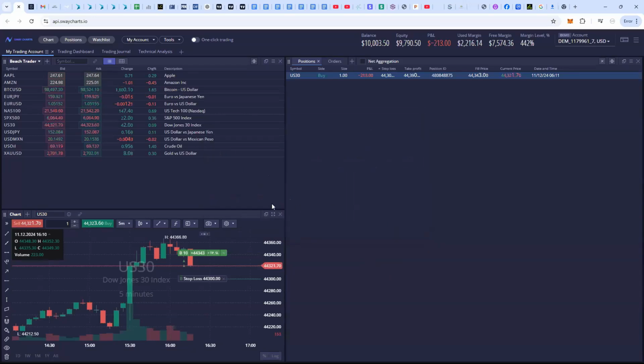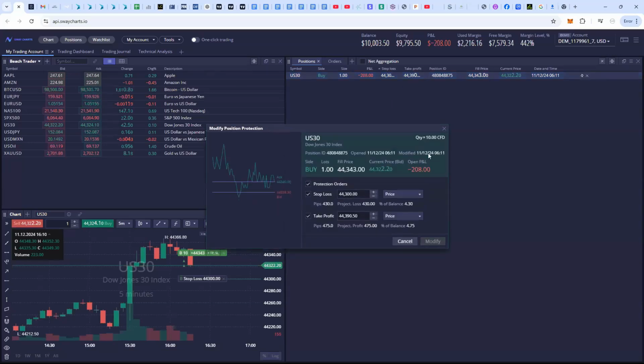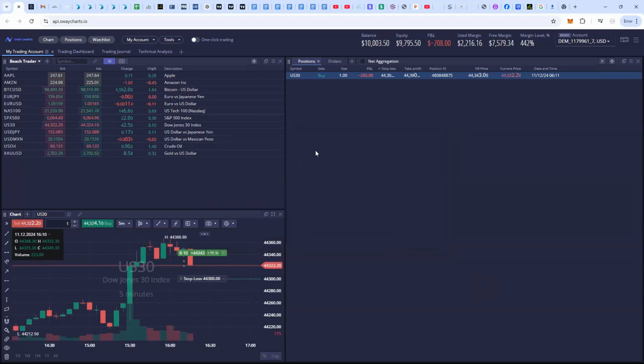Let's go back and see what it was, take profit and stop loss. It was at 430 or 475. We'll probably have to stay in this until the market opens. Well, let's make another trade.